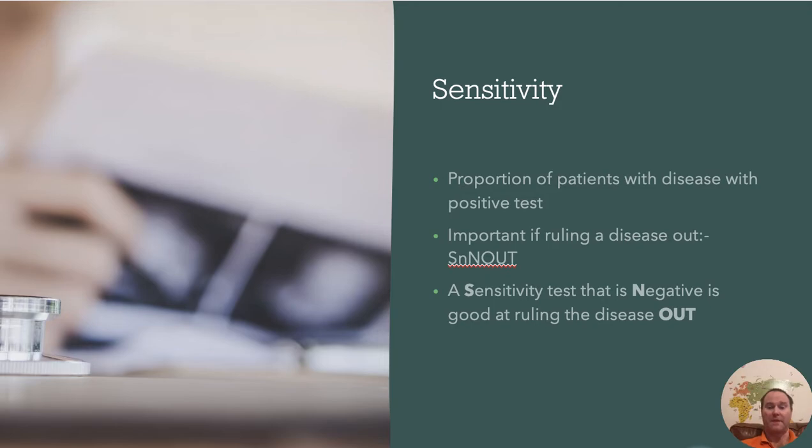Another way of thinking about sensitivity is the proportion of patients with a disease who have a positive test. The value of sensitivity is in ruling diseases out. So a sensitive test that is negative is good at ruling the disease out, or snout, as it is sometimes referred to.